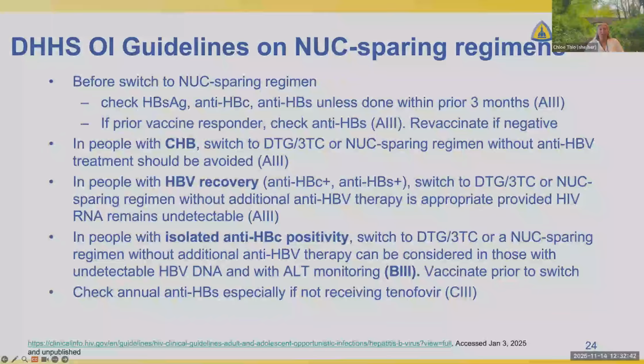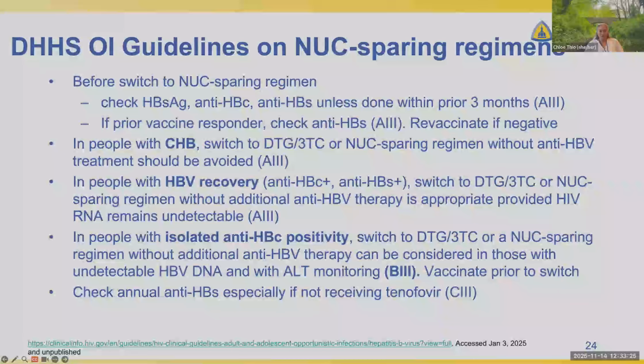People do get acute hepatitis B when they're on these regimens and they don't have surface antibody. If they're a prior vaccine responder, make sure you check surface antibody, and if not, you can give them the vaccine series again. In people with chronic hepatitis B, switching to these NUC-sparing regimens or dolutegravir 3TC should not be done because they will reactivate. In people who've recovered from a hepatitis B infection, so positive for both core and surface antibody, switching to dolutegravir 3TC or a NUC-sparing regimen is reasonable without any other hepatitis B therapy, provided that their HIV RNA remains undetectable.